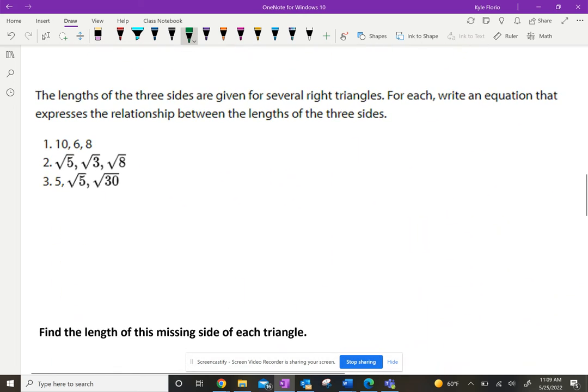Okay? So an example. The lengths of the three sides are given for several right triangles. So we have three right triangles right here. For each, write an equation that expresses the relationship between them. And so the relationship of the three sides of a right triangle is that A squared plus B squared equals C squared, and C is the hypotenuse, so just remember that's the largest side.